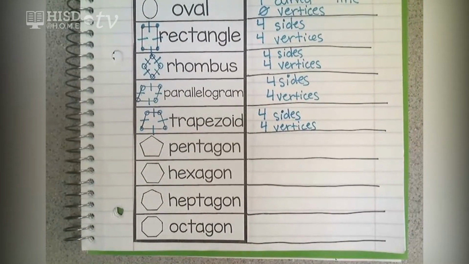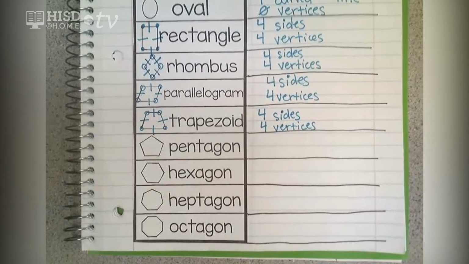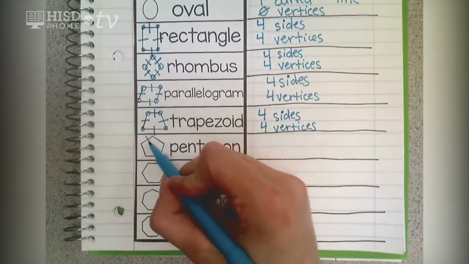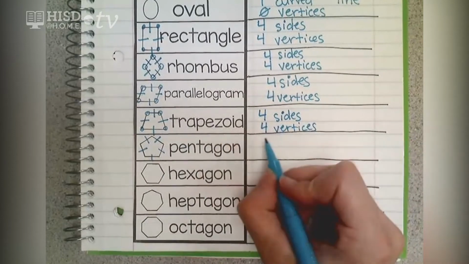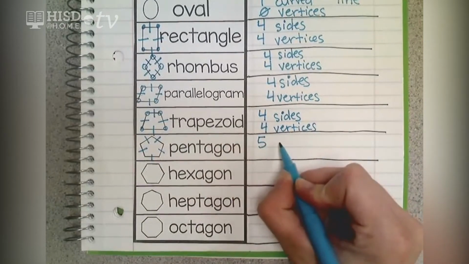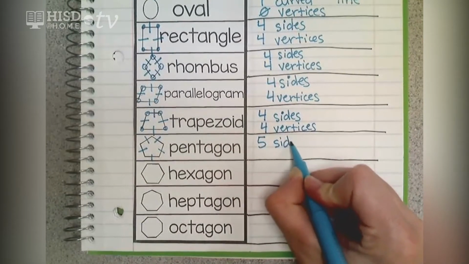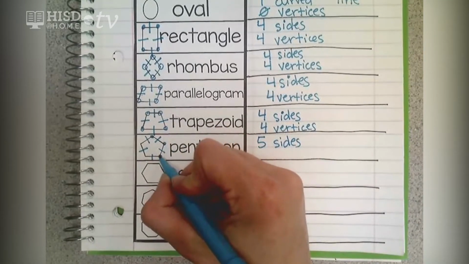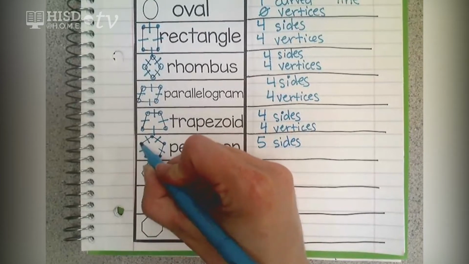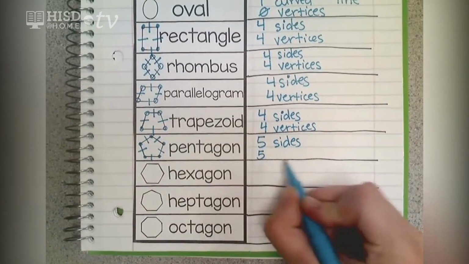I'm going to go back to just drawing the points because these figures are getting, the vertices are getting smaller. Now a pentagon. 1, 2, 3, 4, 5. So we have 5 sides or straight lines. And 1, 2, 3, 4, 5 vertices.